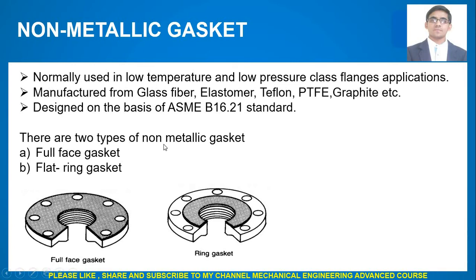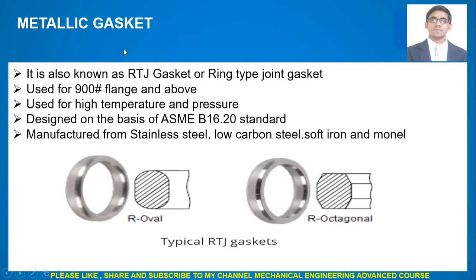There are two types of non-metallic gasket. First one is full face gasket and second one is flat ring gasket, as you can see here in the image. This one is full face gasket and this is ring gasket. This flat ring gasket is a ring gasket. These full face gasket types are suitable for flat face flange, and flat ring gasket types are suitable with raised face flange. Now we'll see metallic gasket.